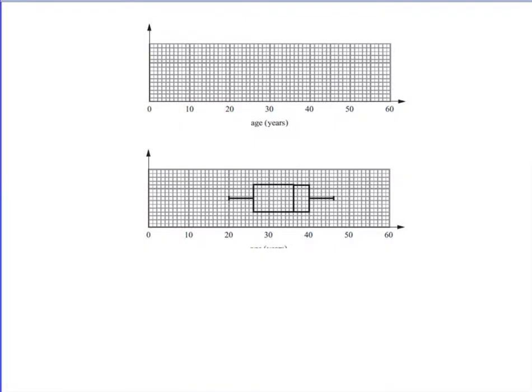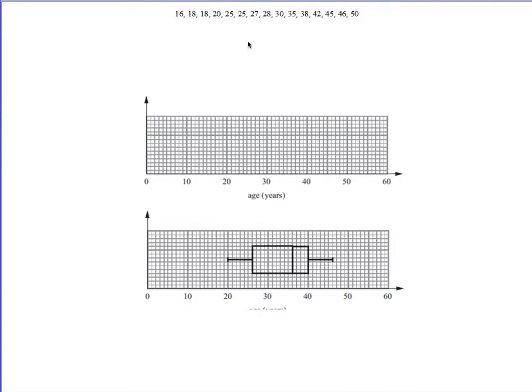Question 10. Here are the ages of 15 women at a tennis club, and I'm asked to draw the box plot for this information. So, first thing we've got here, I'm just going to bring these values in if I can. So they're the values there. So I'll just shift everything down a bit.